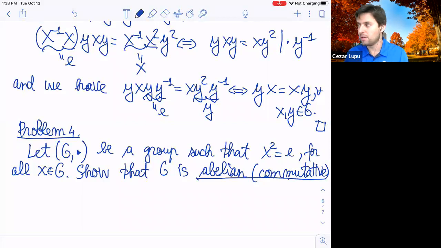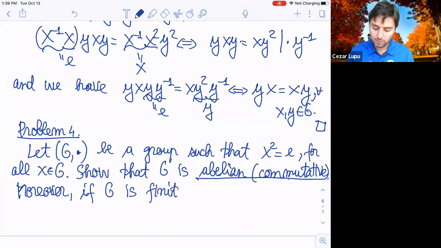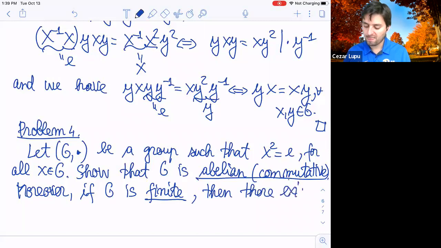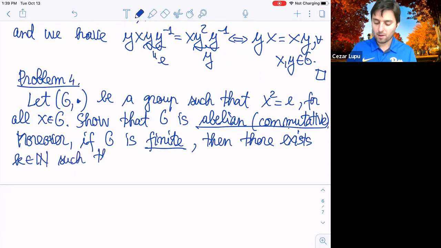Show that G is abelian, and moreover, if G is finite, it's a finite group, then there exists, let's say k, a positive integer, such that the order of the group G is a power of 2.